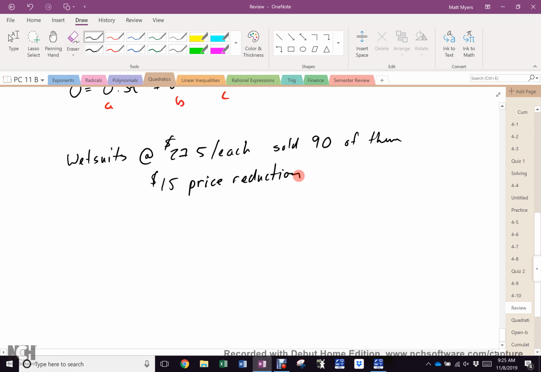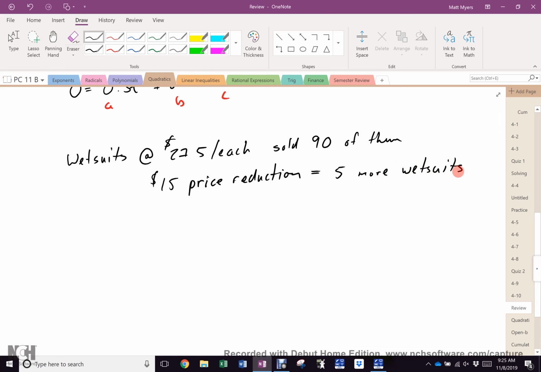And I notice I sell a bunch more wetsuits, even though it's fall. A $15 price reduction equals 5 more wetsuits. So logically, what if I drop it by $30? I'll sell 10 more. What if I drop it by $45? I'll sell 15.